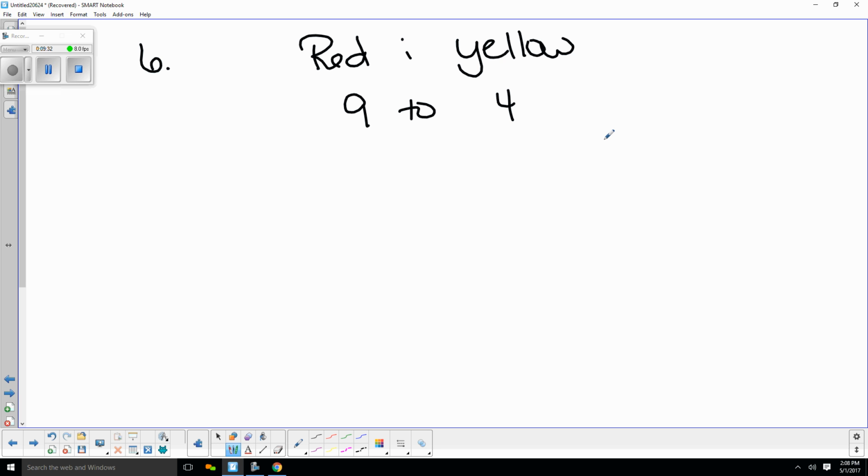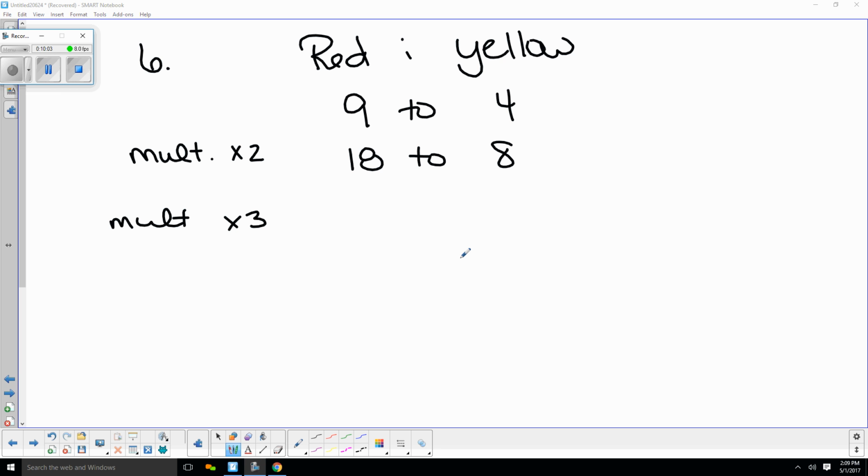Now, can this reduce? Can 9 to 4 reduce? No, they don't share anything in common, so it can't reduce to smaller. Can I do a multiple of these? So if I multiply by 2, that means both of these get multiplied by 2. That becomes an 18 to 8, correct? What if I go back to the original and multiply by 3? So it'd be 27 to what? 27 to 12. Now I can keep going with that for a while, but I want to stop and read my choices again to see which ones match up.